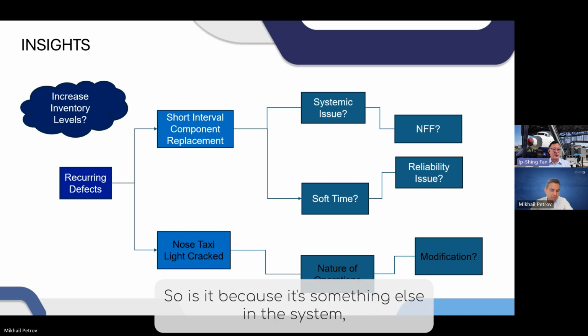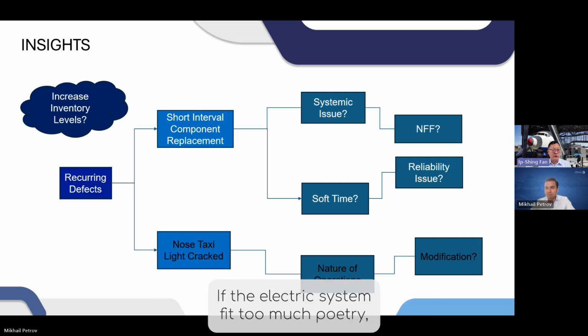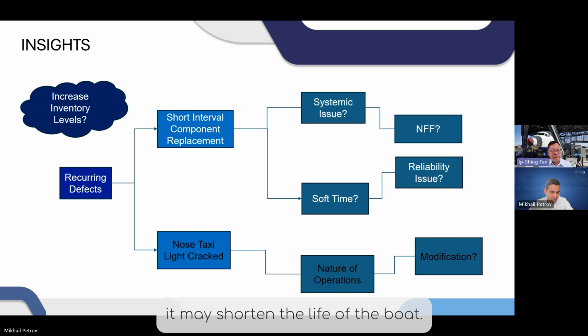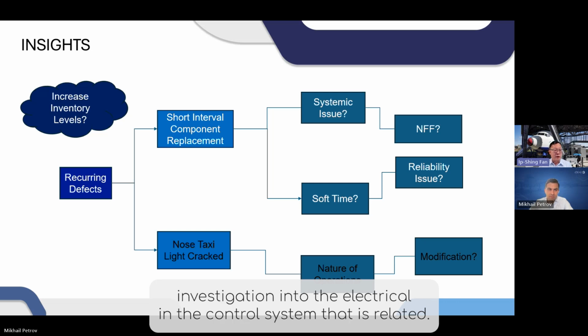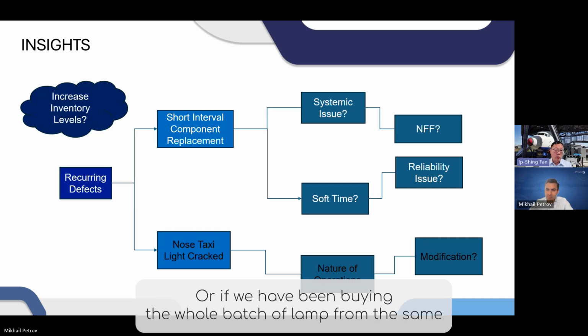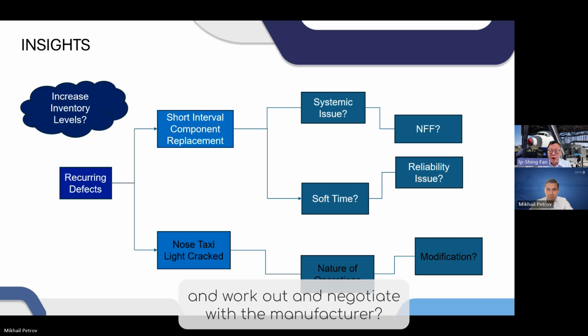Or is it because it's something else in the system? For argument's sake, the lamp draws power. If the electrical system feeds too much power to it, it may shorten the life of the bulb. So rather than the bulb needing replacement, it may ask us to do a more detailed investigation into the electrical and the control system that is related. Or if we have been buying the whole batch of lamps from the same supplier, is it a supplier issue that we have to understand, work out and negotiate with the manufacturer?